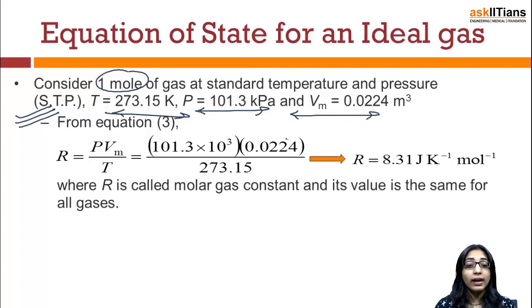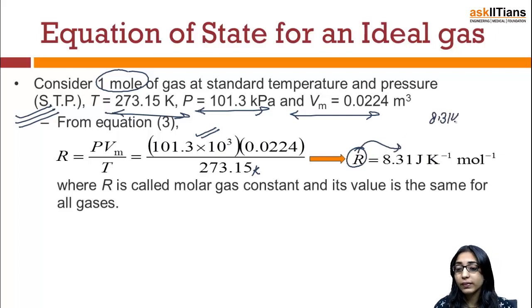meters cube. Now, if I ask you to calculate the value of PVm over T, the pressure given to me is 101.3 into 10 raised to 3, which will be in pascals, and the volume will be 0.0224. If I ask you to divide it by temperature, 273.15 Kelvin, the value of R, that constant, comes out to be 8.314 joules per Kelvin per mole.